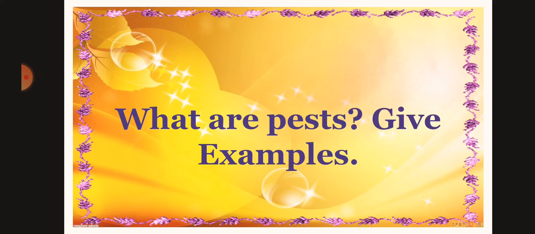Now, what are pests? Give some examples. Before that, what is done to prevent pests? Normally, pests are insects or animals which attack food. For example, caterpillars, rats, and ants are considered pests. Now, food must be stored properly to avoid pests. If you don't store the food properly, then pests will attack our food.